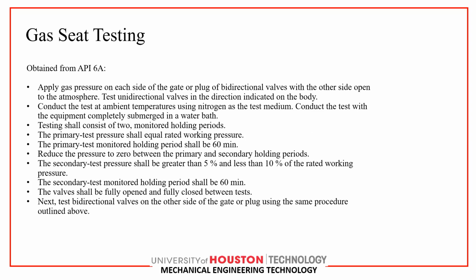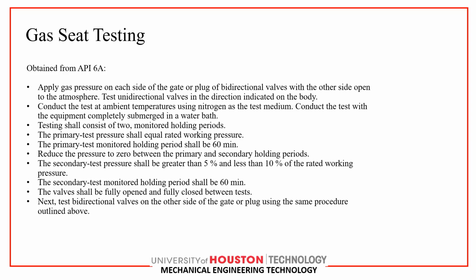Apply gas pressure on each side of the gate or plug of a bidirectional valve with the other side open to the atmosphere. Test unidirectional valves in the direction indicated on the body. Conduct the test at ambient temperature using nitrogen as the test medium. Conduct the test with the equipment completely submerged in a water bath. Testing shall consist of 2 monitored holding periods. The primary test pressure shall equal the rated working pressure. The primary test monitored holding period shall be 60 minutes.